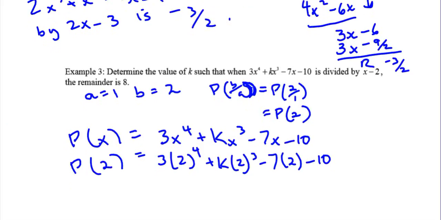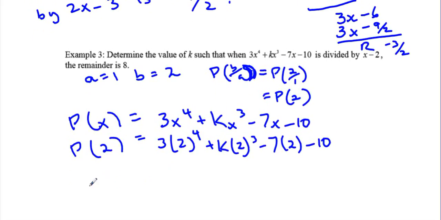So we know that P of 2 is an expression that represents the remainder when you substitute 2 into P of x. So we know that P of 2 is 8, because we were told the remainder is 8. So we'll substitute that in. We'll figure out this part. 2 to the 4th is 16. 16 times 3, 48. We don't know k, but we know 2 cubed is 8. So 8k minus 14 minus 10. When I combine all that, 48 minus 14 minus 10 is 24.